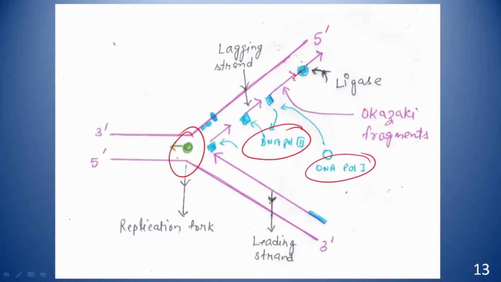DNA polymerase 3 is essential for replication of the leading and lagging strand, whereas DNA polymerase 1 is essential for the fragments, for removing the RNA primers. It removes the RNA primers from the fragments and replaces them with new nucleotides. So both DNA polymerase 3 and 1 are important.